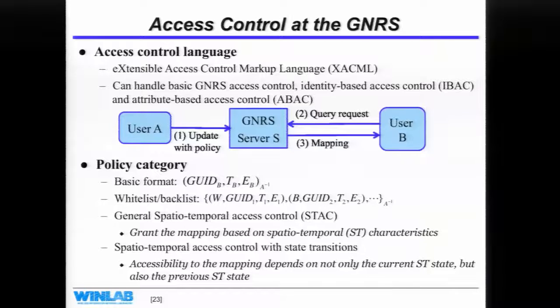And also, we define a state for the stateful spatio-temporal access control. Basically, a state is the time and the location characteristics of this user. So in the spatio-temporal access control with state transition, the policy is that this user should previously be at some specific location and currently be in another specific location to gain this mapping. Actually, we propose a token approach to solve this state transition problem.